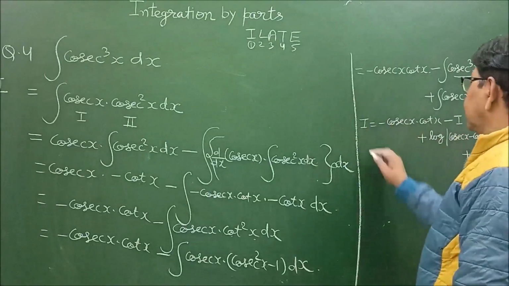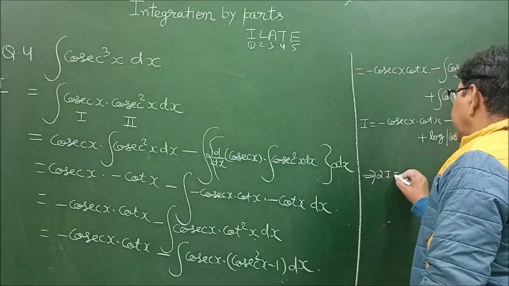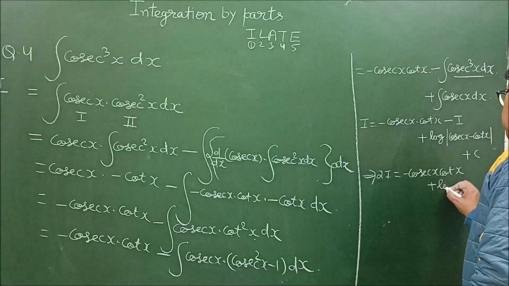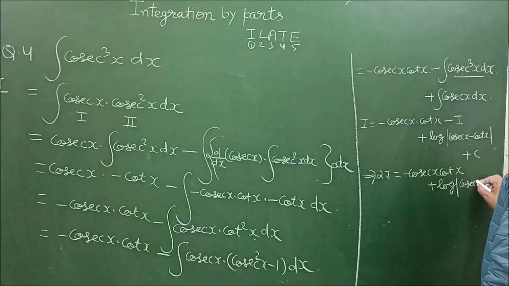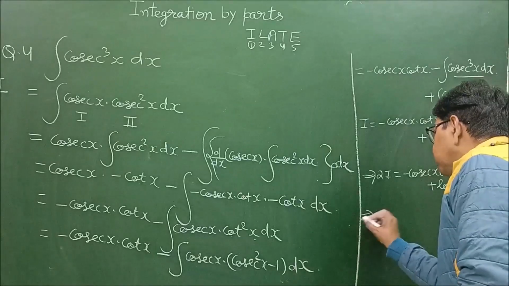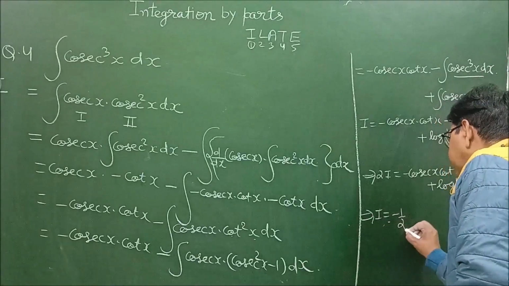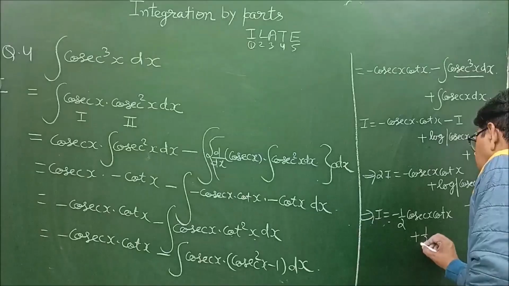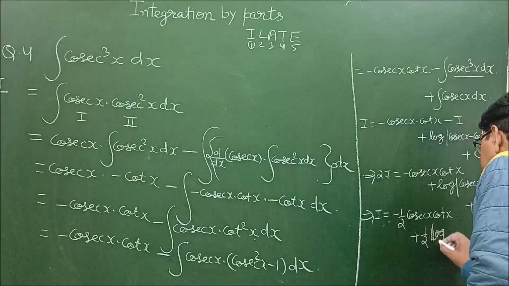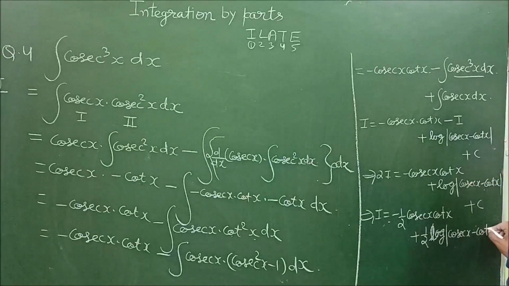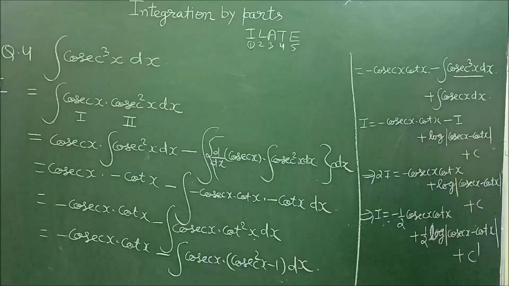Now transposing it to the other side, 2I is equal to minus cosec x cot x plus log of mod cosec x minus cot x plus c. So dividing it by 2, the value of I is equal to minus half cosec x cot x plus half log of mod cosec x minus cot x plus c by 2, so I can take this as c dash. So this is the final answer of this question.